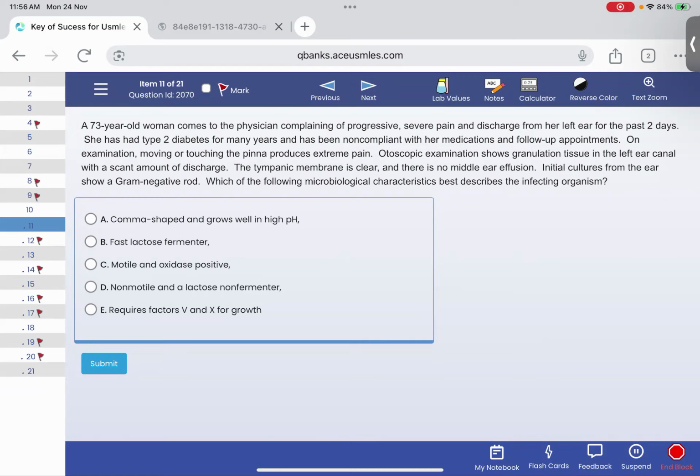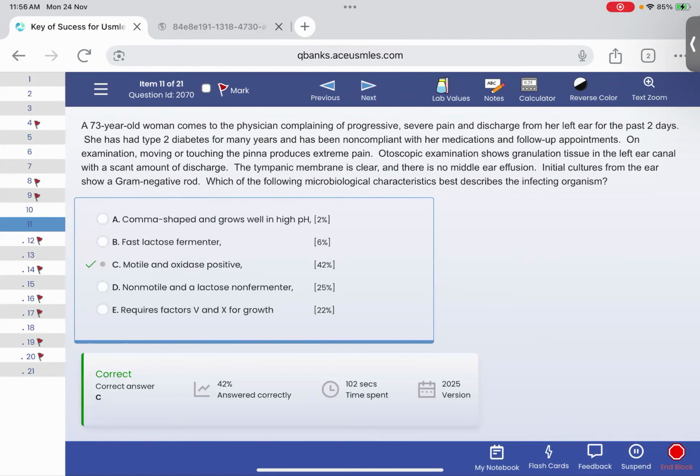Is it motile or not? I don't know, I forgot. Is it motile? Non-motile and lactose non-fermenter, I think. No, Option C is correct. Motile and oxidase positive is the correct option, I think. Pseudomonas is motile also. Yeah, it's also motile. I think it was catalase positive, oxidase positive, and motile gram-negative.